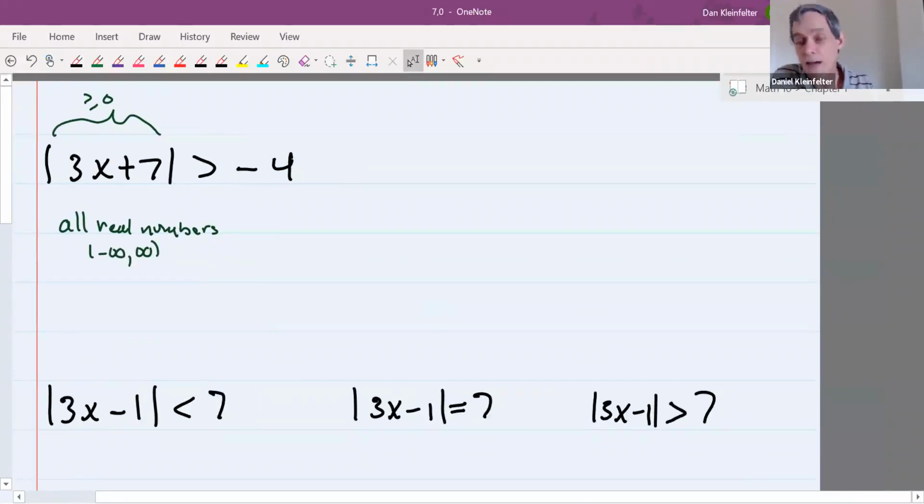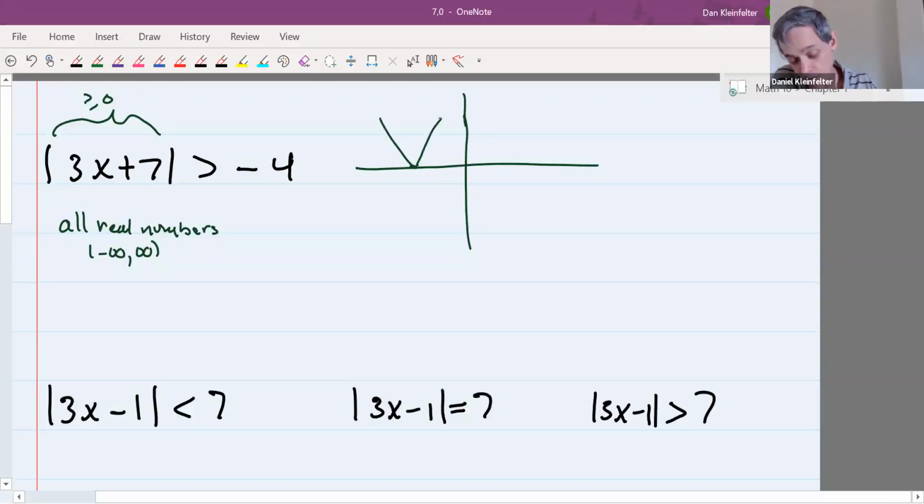Again, if you liked the graph way of thinking about this, which we'll do more of here in a minute, then here might be a nice way of thinking about it. So the absolute value of 3x plus 7 has its minimum at negative 7/3, and then it's going to open up like that.